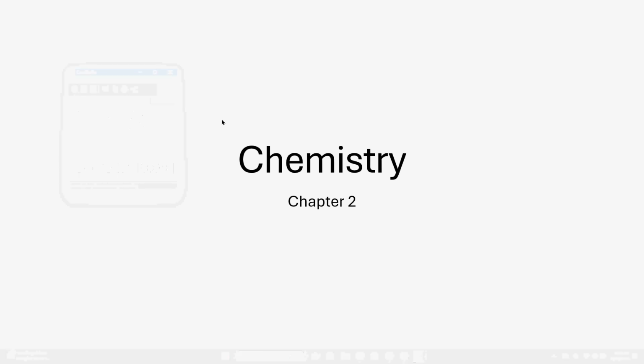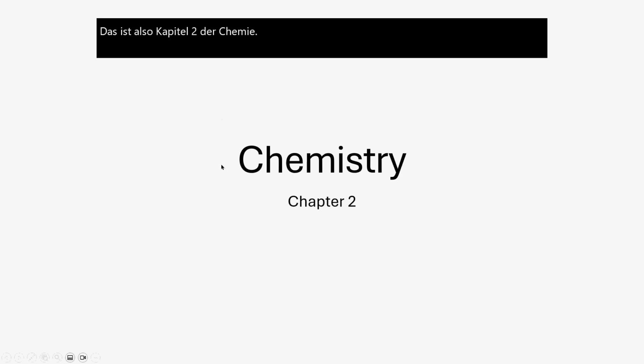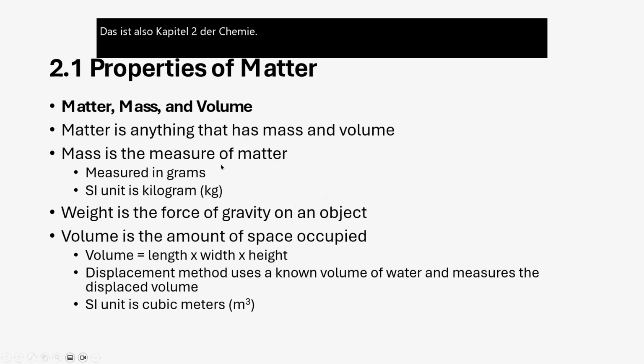So this is Chemistry Chapter 2. 2.1 is about properties of matter. We have mass and volume. Matter is anything that has mass and volume.